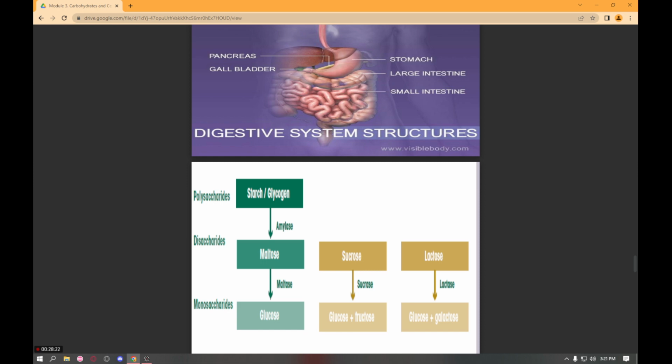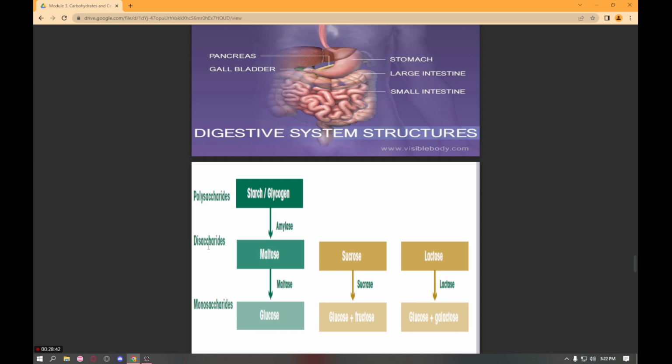Okay, but there are some other enzymes. It is not only amylase, but also you have amylase, which is for carbohydrates. There are also the lipase for your lipids, and so on.